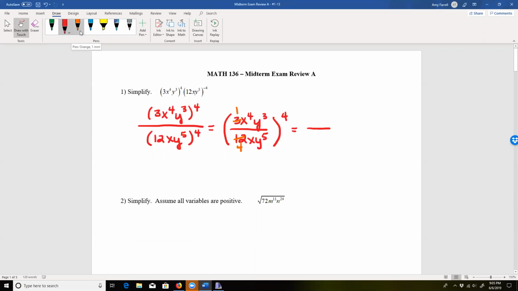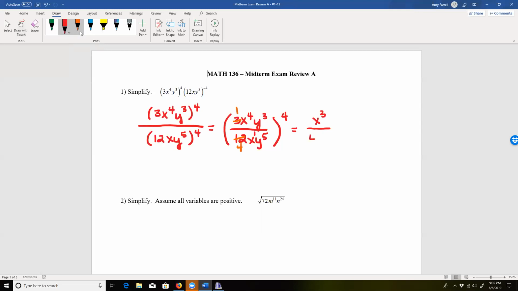Then with the exponents, we subtract them. So the top, we have an x to the 4th. Bottom, we have an x to the 1st. 4 minus 1 is 3. So that would mean an x to the 3rd. I do put my answer back where the big one started.